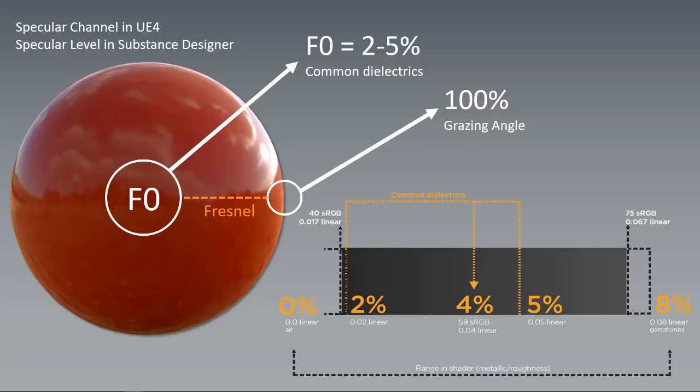And for most common dielectrics, as I have listed here, and again, dielectrics meaning non-metal, most common dielectrics are going to be around 2 to 5% reflective here at this 0 angle. So at the face that will be directly facing us when we look at it. And as we move off towards 90 at this grazing angle, it's going to go to 100% reflective. And that's happening even if the surface is very diffuse. So this is this Fresnel angle.